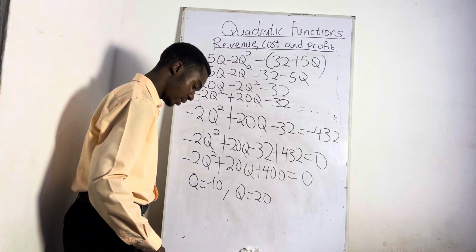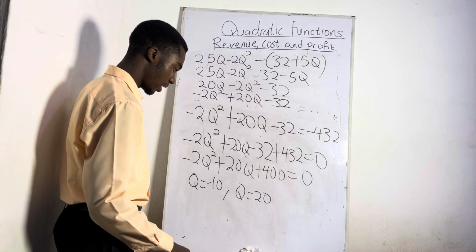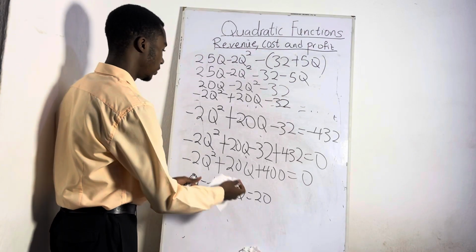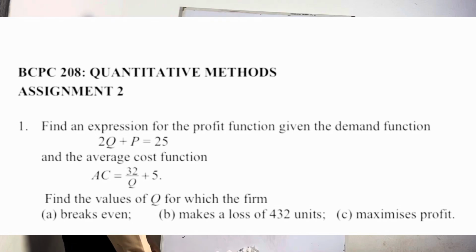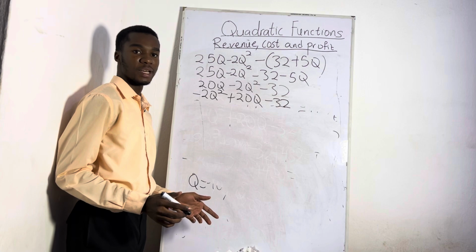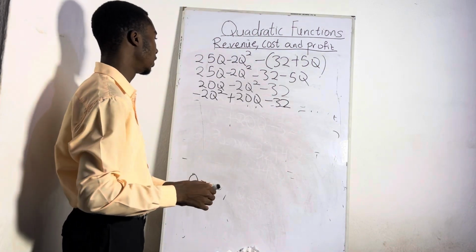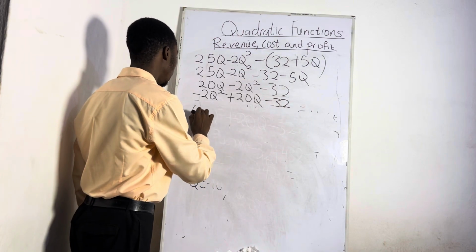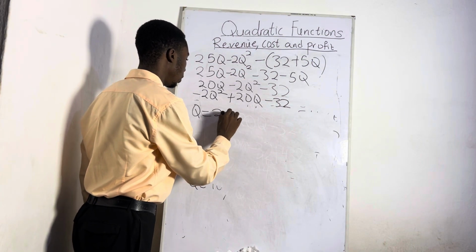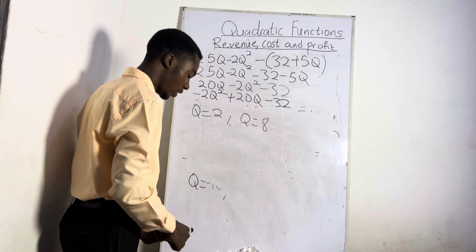Then the last one, the C, it says, find the values of KO for which the firm maximizes profits. All right, so let me clean this part. So the C says, find the values of KO for which the firm maximizes profits. Where the firm maximizes profits, you equate this to 0. We already did that in the beginning. When we equated this to 0, we got 8 and 2, right? So KO is equal to 2 and KO is equal to 8. Those are the answers you got for the A when it breaks even.